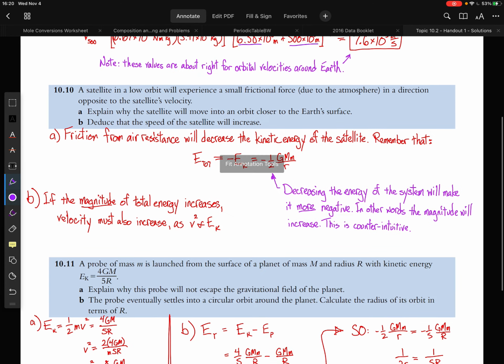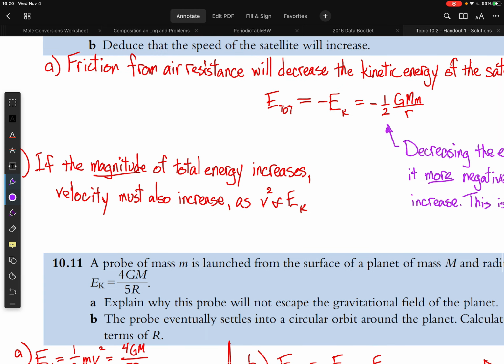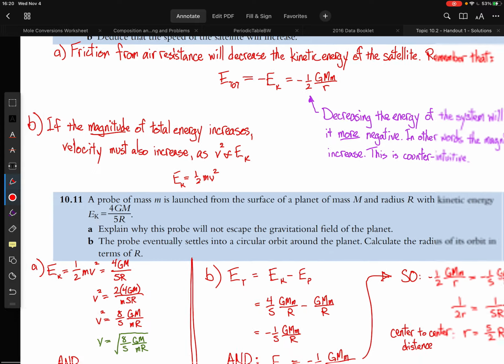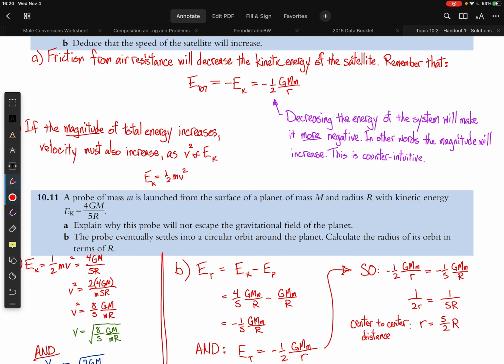So if we increase the magnitude of total energy, then velocity is going to increase as well, as we know that velocity squared is proportional to kinetic energy. And we know that from our formula for kinetic energy. E is equal to 1/2 mass times velocity squared. Yay.